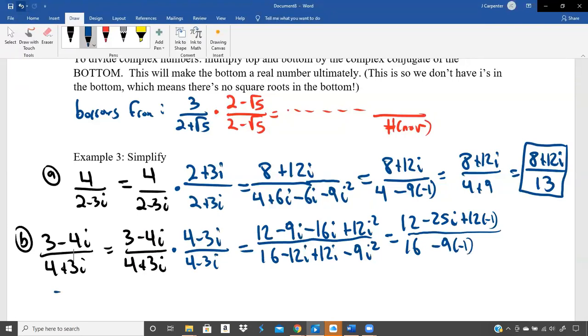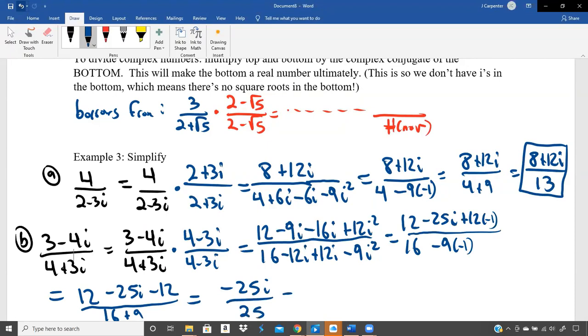I'm going to go down here to save myself the space. That's now going to be in the top 12 minus 25i minus 12 over 16 plus 9. This doesn't have to happen in the top, but it does this time. The 12s cancel, and you're just left with a minus 25i. And the bottom 16 and 9 make 25.